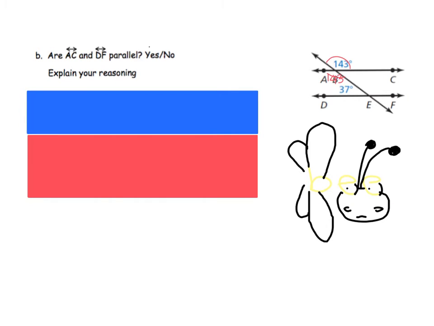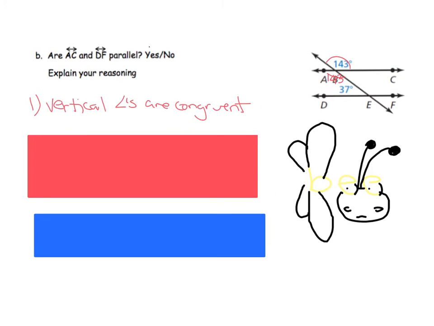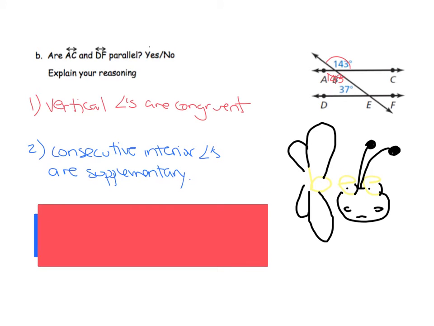So that's 143. And now if I look at these two, I know that those are consecutive interior angles. Notice I use my knowledge of vertical angles, and then now I'm using consecutive interior angles. Those are my two reasonings. What we know about consecutive angles is that they're supplementary. So is 143 plus 37 equal to 180? If the answer is yes, then those two lines are parallel.